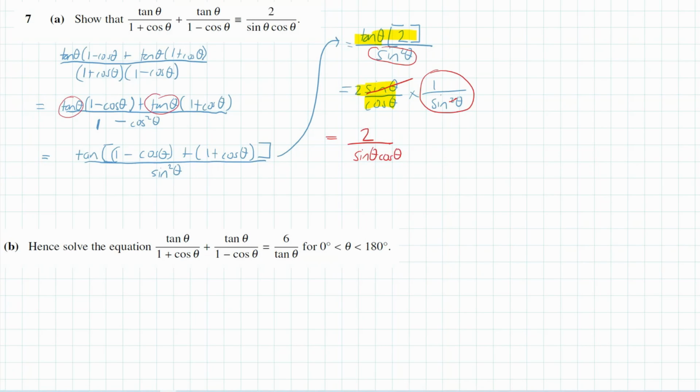Okay, now let's look at the second part, hence. So in other words, you're going to use this bit here that you've just proved to solve the equation. Now, let's have a look at this. What have we got? This bit here is that bit there. So we're going to have 2 over sine theta cosine theta is equal to 6 over tan theta. Alright, so we want to do some rearrangement at this point.